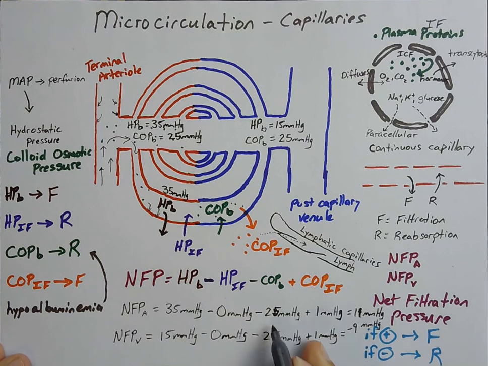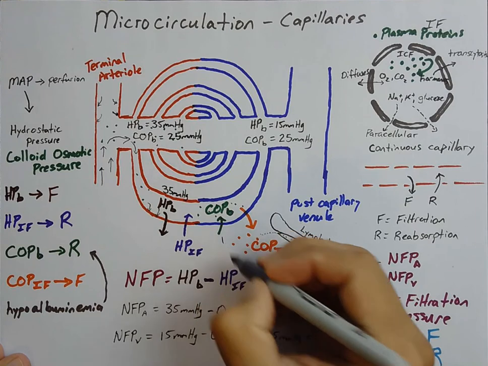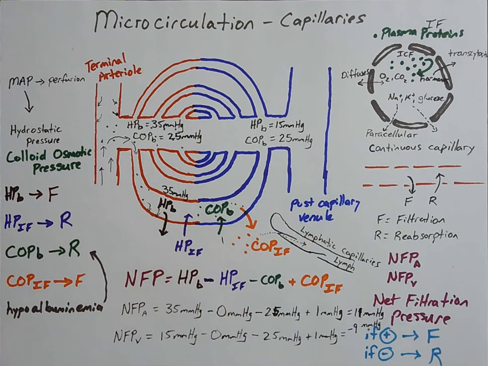And you can go down here and do that mathematically as well. Say, for instance, this 25 turned to 20. Now it's 35 minus 20 is 15. So that number, the net filtration number, just got bigger. So in hypoalbuminemia, we're going to see more fluid going into the tissues, which causes edema.